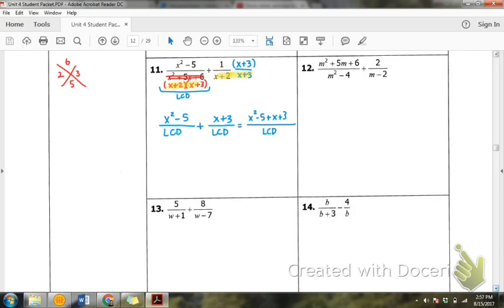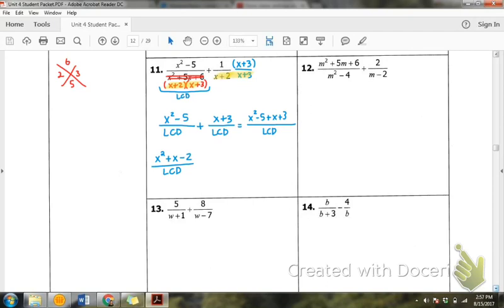Now we combine like terms, right? So the x squared is by itself. That doesn't combine with anything. That x is also by itself. And then negative 5 and positive 3 make negative 2, all over my LCD. If I'm going too fast, tell me to slow down.